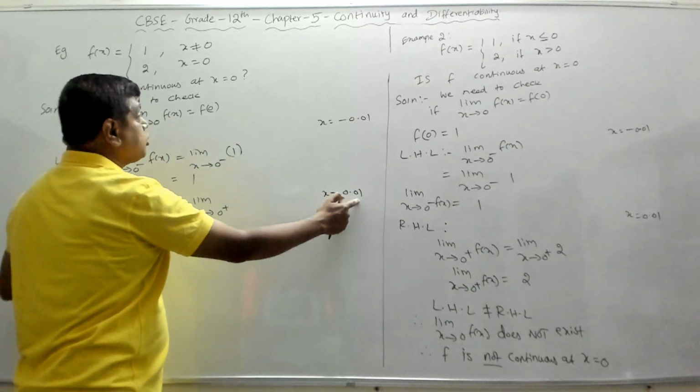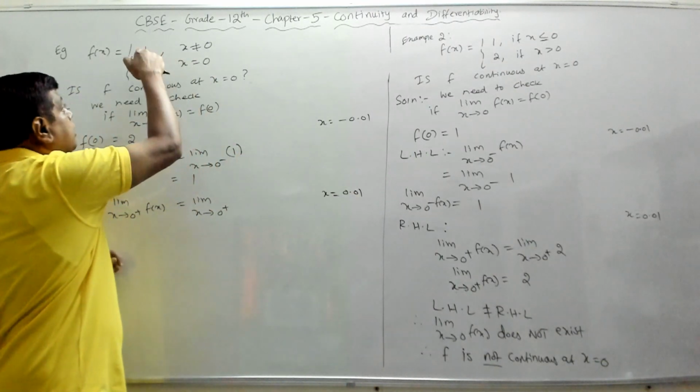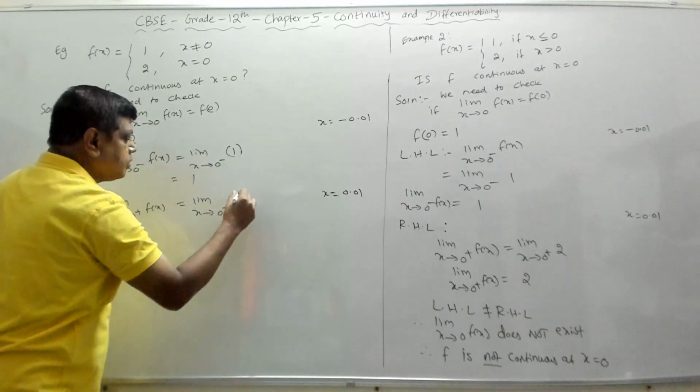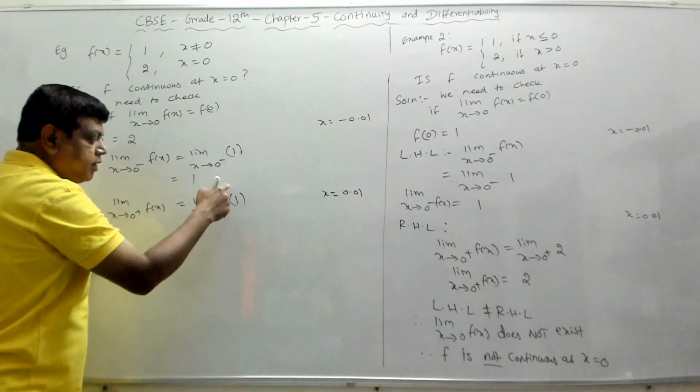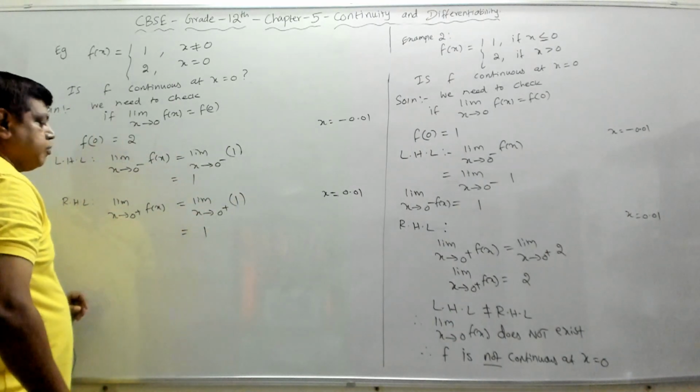Now x is 0.01. Is it equal to 0? No, it is not equal to 0. So your f of x is 1 again. Now if you substitute the limit, in the place of x, if there is any x, we have to substitute 0. There is no x, this 1 will come as it is. So your right hand limit is 1.